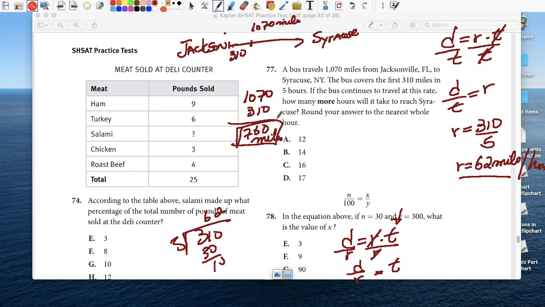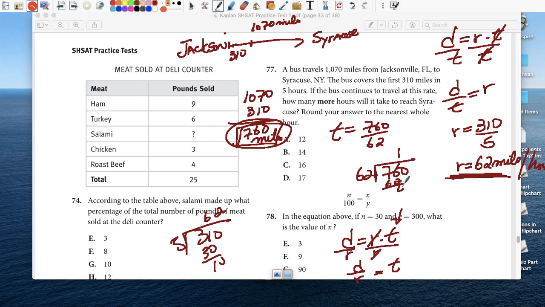So I have the distance right here, which is how much I have left over to go to get to Syracuse. I have the speed, which we calculated a little bit earlier. So if you have 760 miles and you're driving at 62 miles an hour, how much time will it take? Well, t equals distance, 760 divided by 62. We definitely know it's going to be over 10 hours. So 760 divided by 62 goes 12 times.